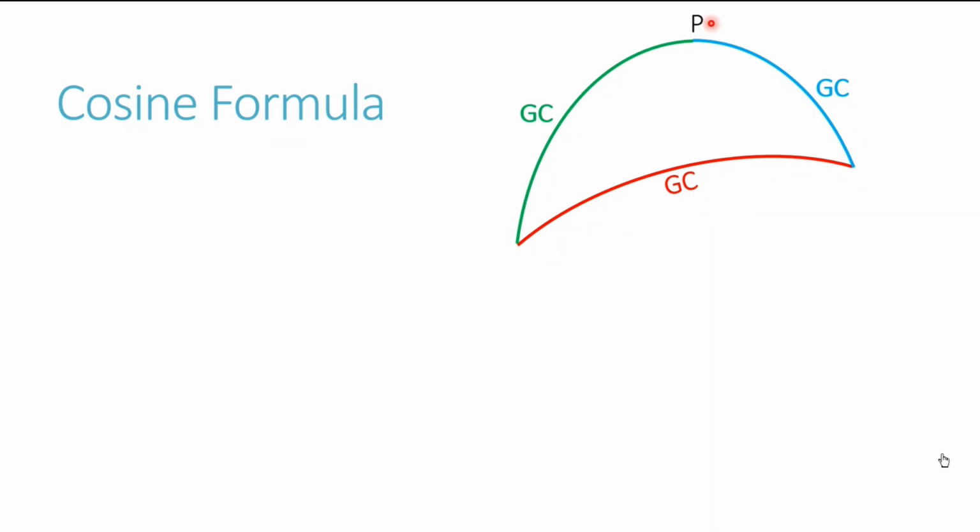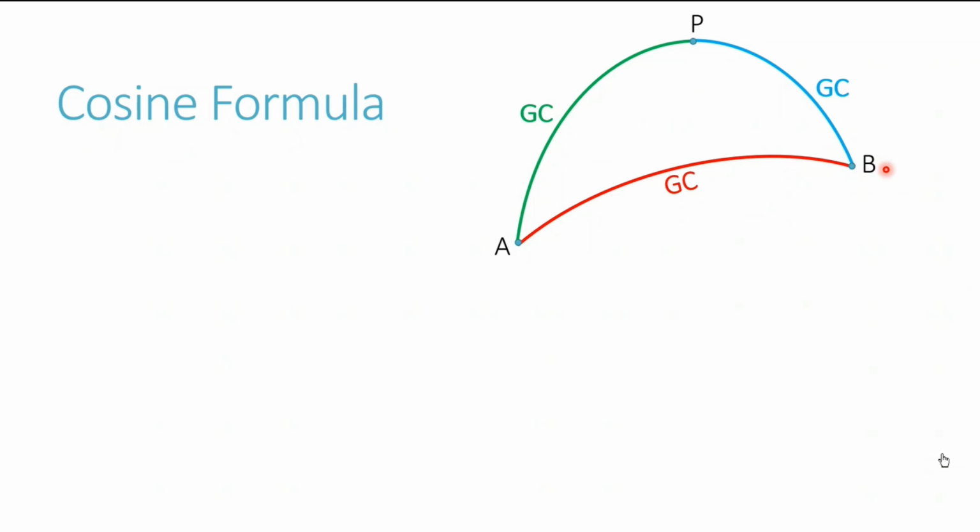Let's mark one of the vertices as P. Let's mark the second vertex as A and the third one as B. So Papa Alpha Bravo, PAB, is a spherical triangle. That means it is made on the surface of a sphere, and all three sides of this triangle are arcs of great circles.